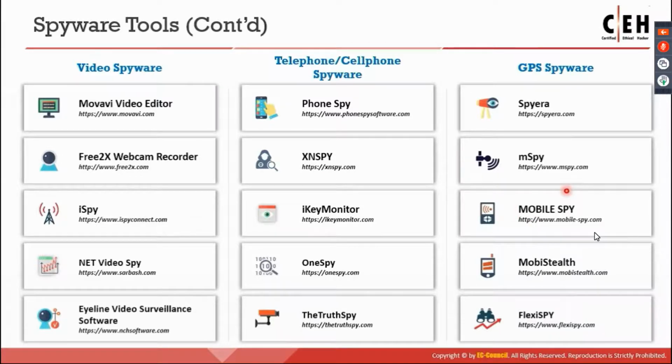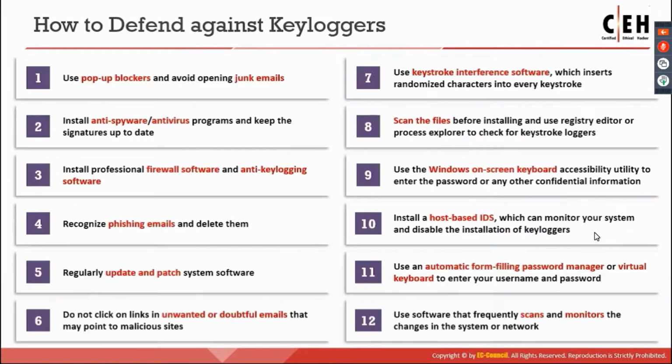Mobile Spy, this stuff is great for GPS. You get this on someone's system and you can see everywhere they go. Mobile Stealth, FlexiSpy. A lot of these pieces of software have GPS and other capabilities. So yeah, you can be spied upon.